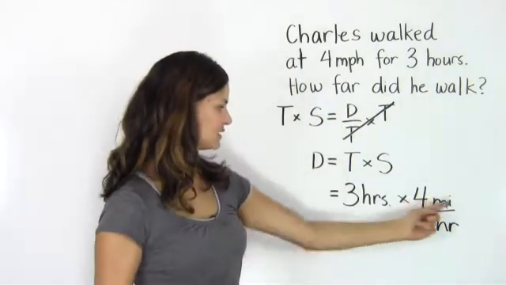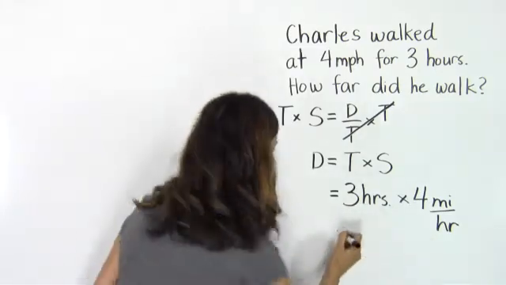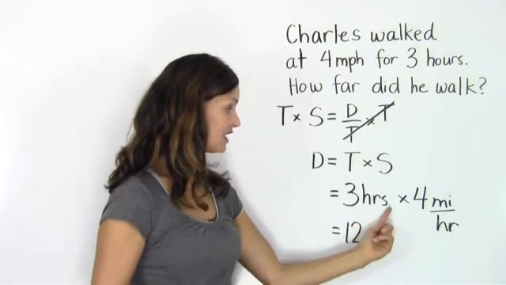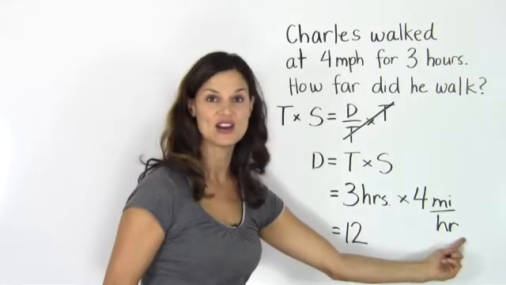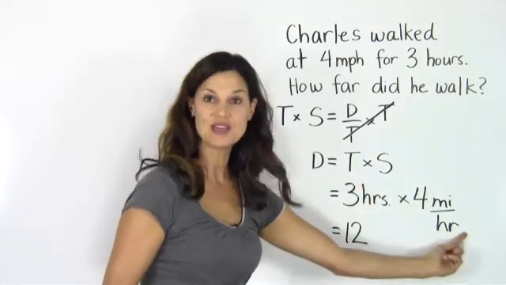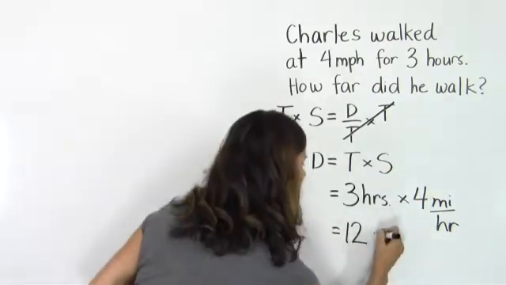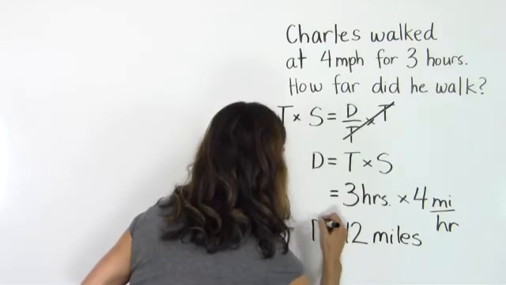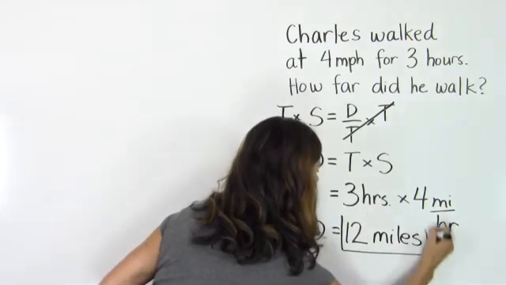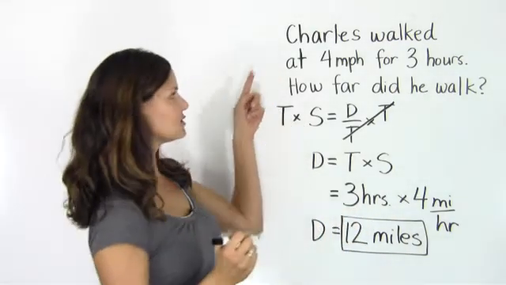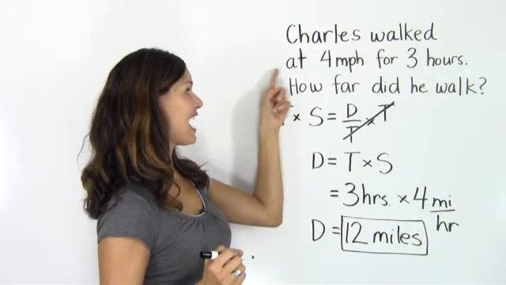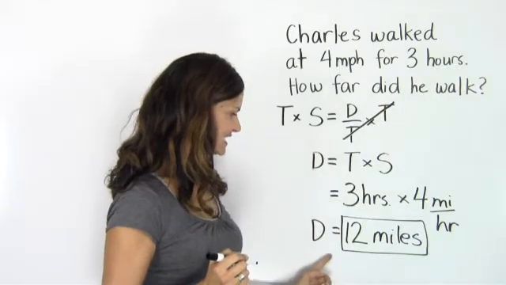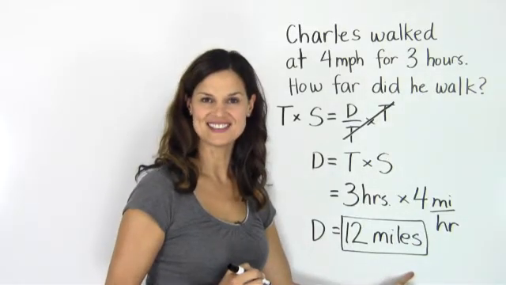So when I go through and multiply this, 3 times 4 equals 12. I've got hours here in the numerator and hours here in the denominator, so those two cancel out, and I end up with my answer of 12 miles. So the distance that Charles walked when he was walking at 4 miles per hour for 3 hours is he covered a distance of 12 miles.